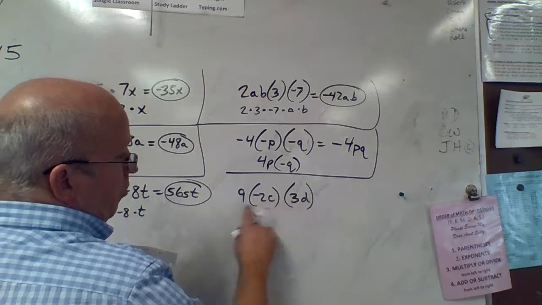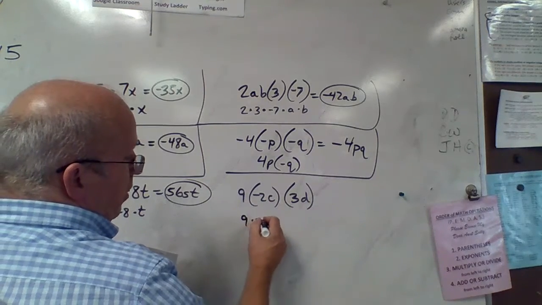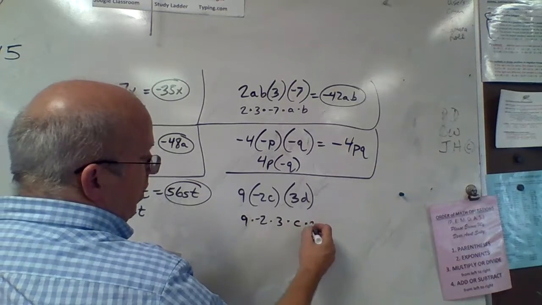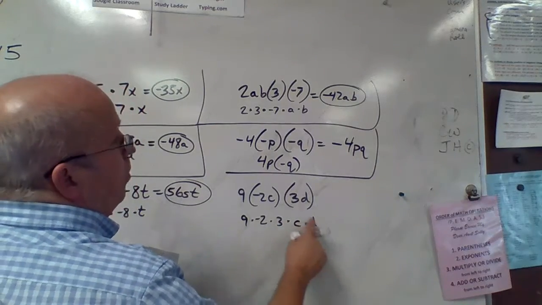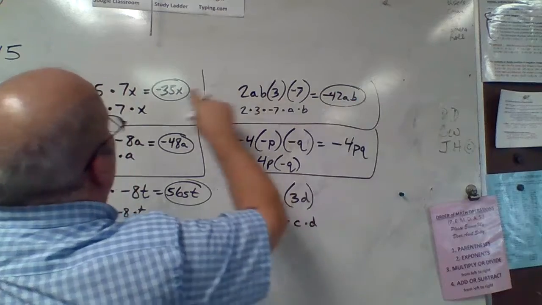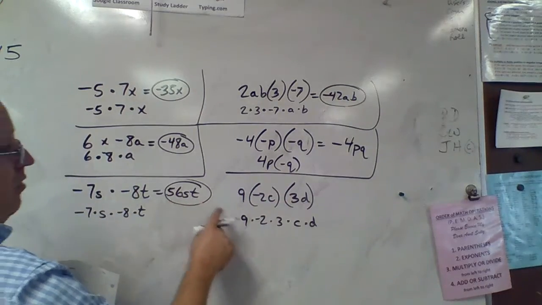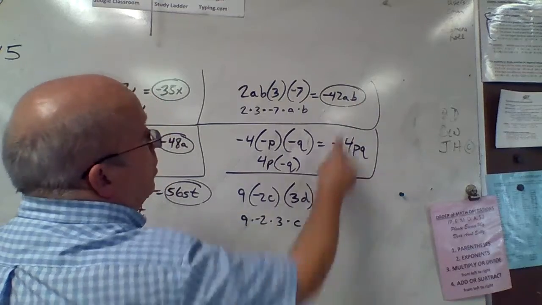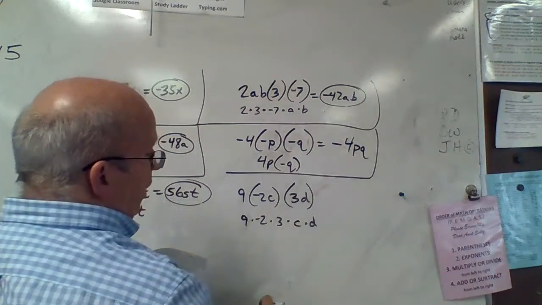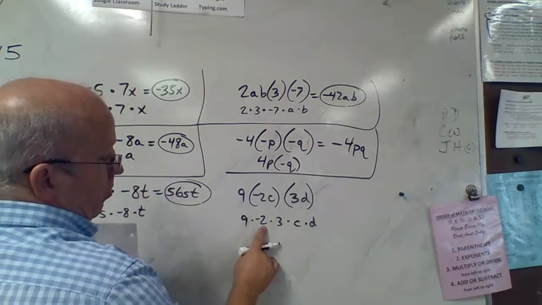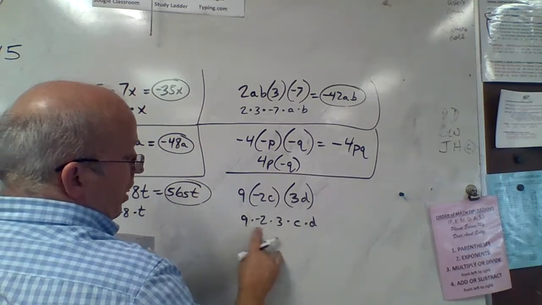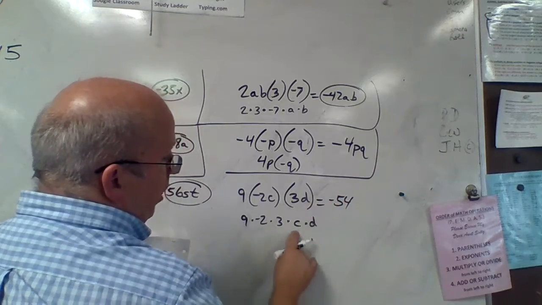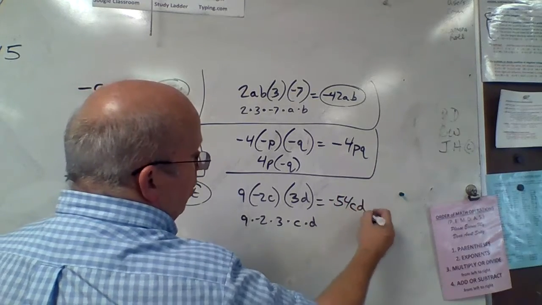Look at this one. Let's group the numbers, or the integers, first. 9 times negative 2 times 3. And then let's stick the variables at the end, c and d. And notice we're putting the variables in order always, alphabetically in order: s then t, c then d, p then q, a then b. Don't put b then a. Just don't do that. What's 9 times a negative 2? Negative 18. What's negative 18 times 3? A negative 54. Times c times d. Done.